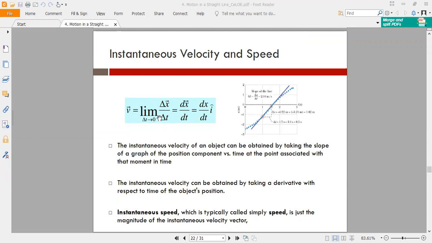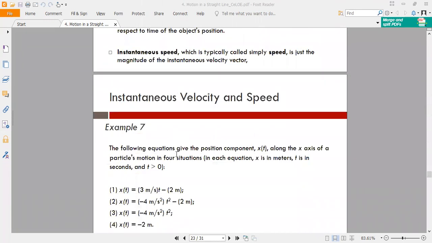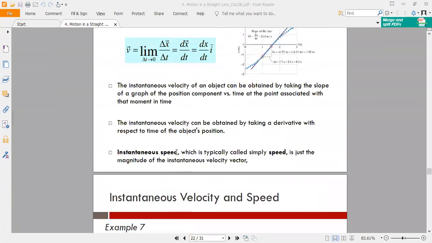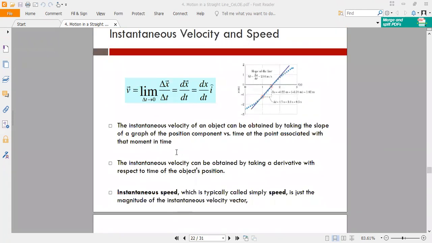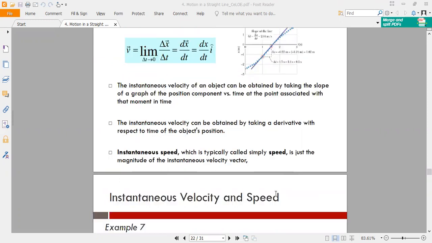For example, what is the instantaneous speed? This is only speed, the speed at an exact time. For example, if I want to know the speed of your motorcycle at t equals 5 seconds, that is the instantaneous velocity.